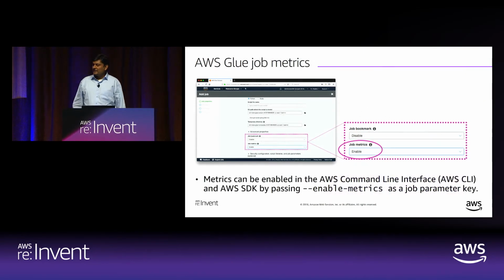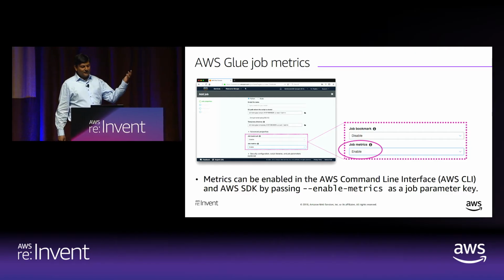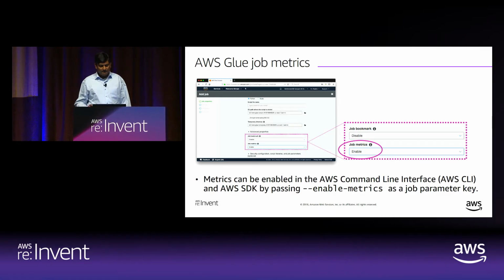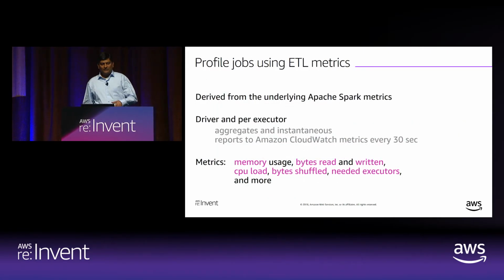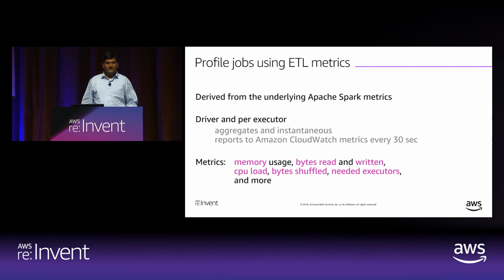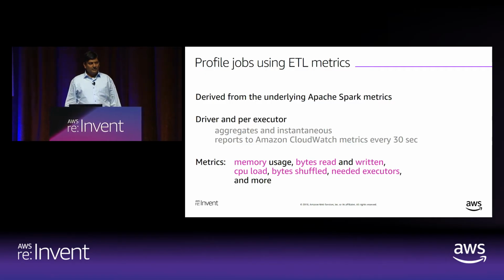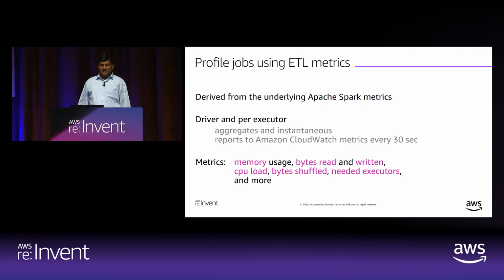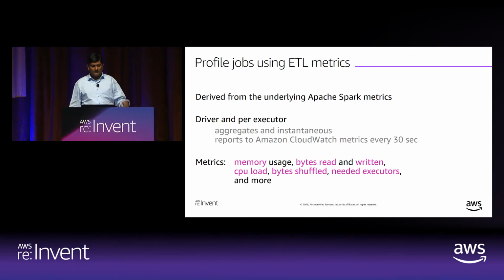So how do you run these metrics? Well, you simply go to the console and say, turn on the metrics. You can do this also through the CLI or the SDK by passing in a flag, -enable metrics. Pretty simple. We actually derive our metrics from the underlying Apache Spark metrics that the cluster gives us. We have metrics on the driver as well as per executor. We return aggregate metrics as well as instantaneous metrics. As the job is running, we send those metrics to Amazon CloudWatch on a periodic basis, roughly every 30 seconds.